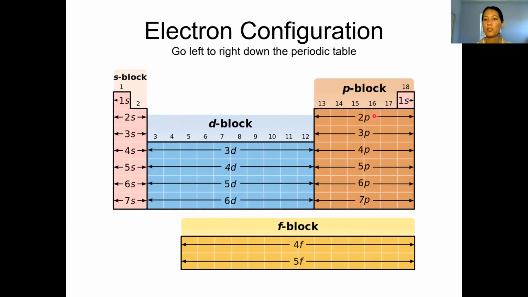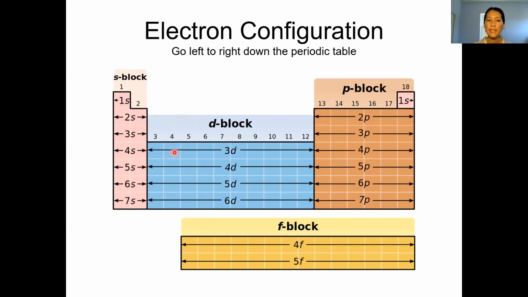So oxygen is right here. The way this works is you go left to right, then you go down. So you fill up a 1s orbital first. Then you fill up a 2s, which is what we did. Then you go next to the 2p region, and you count 1, 2, 3, 4 to get to oxygen. And so that's why the electron configuration is 1s2, 2s2, 2p4. Notice that there are 6 spaces here for the 6 available electrons that can be in a p orbital.